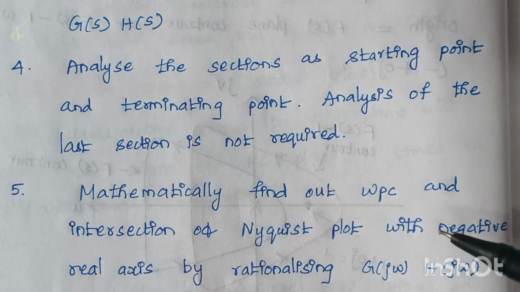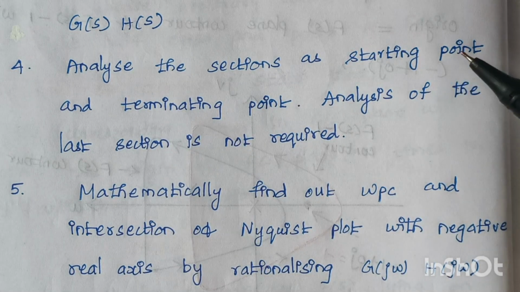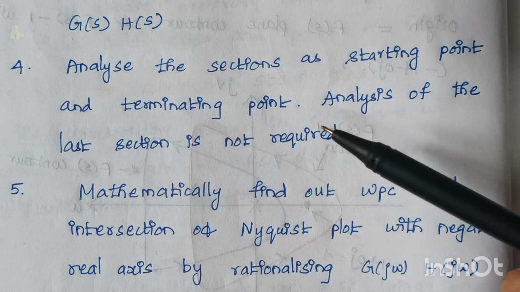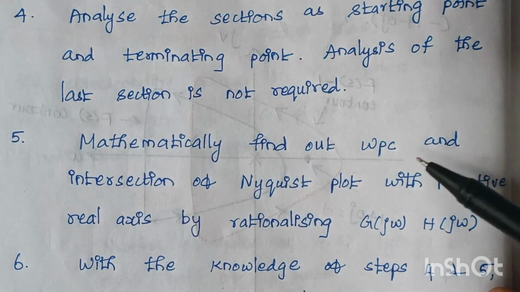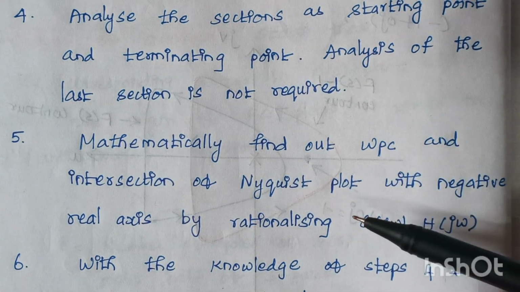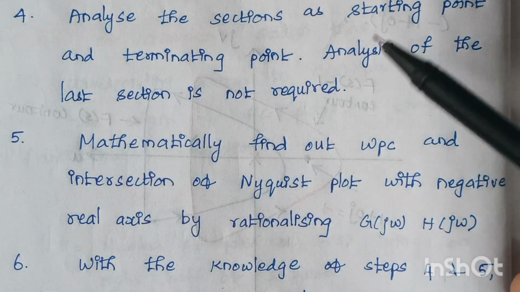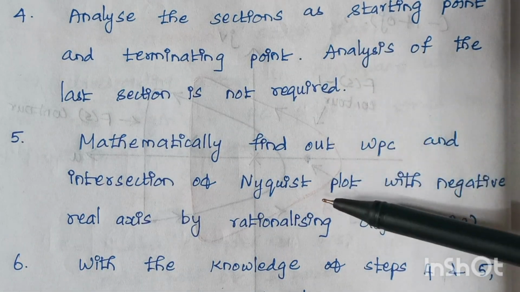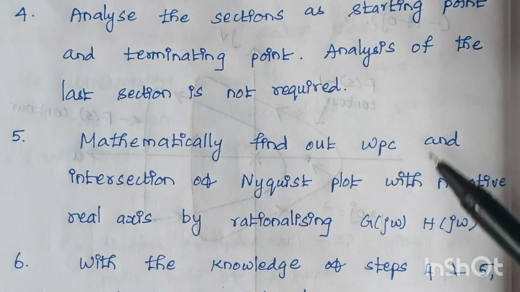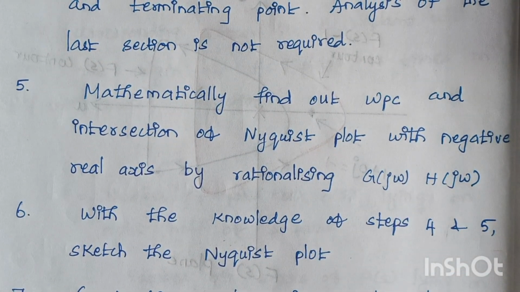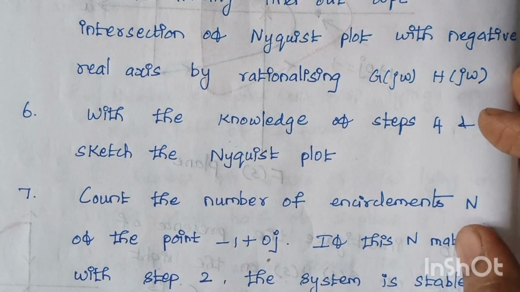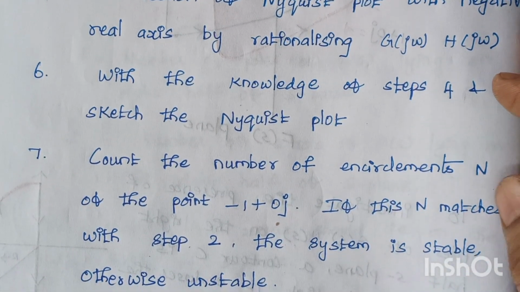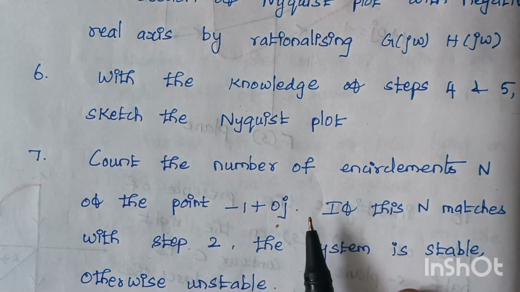So in the fourth step, we found the starting point and terminating point of each section, right? And in the fifth step, we found the value of omega PC and the intersection point with the negative real axis, right? Since we have found these two things, by using these two values, we have to sketch the Nyquist plot. After sketching the Nyquist plot, the last thing is we have to count the number of encirclements N of the point minus 1 plus 0j.